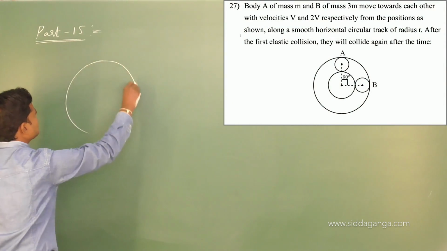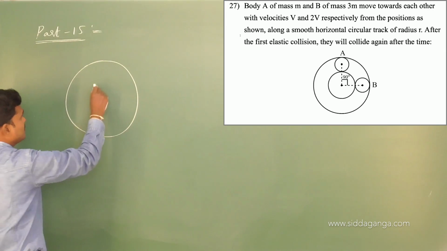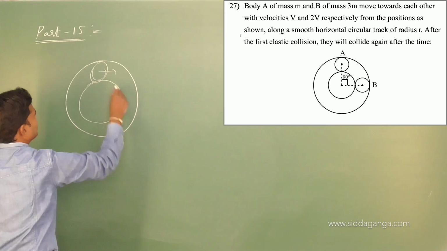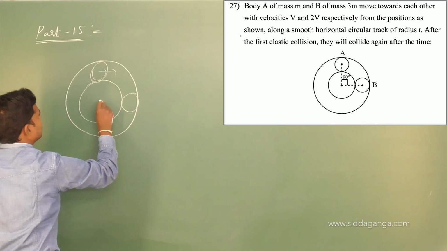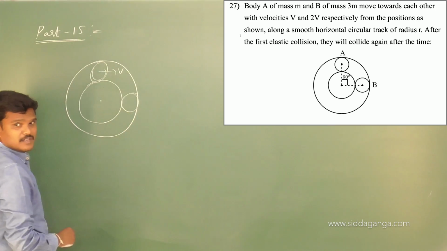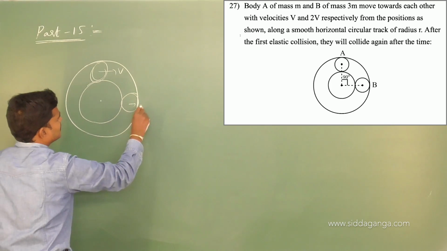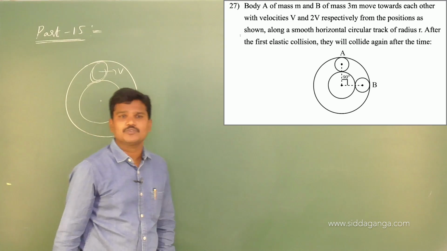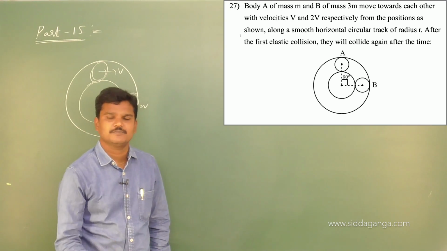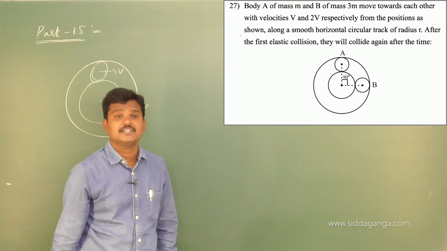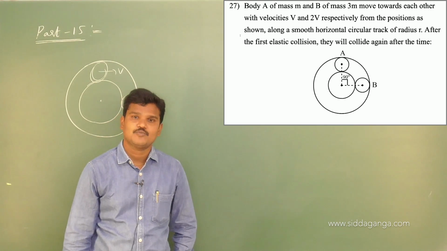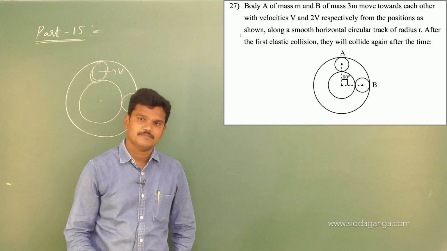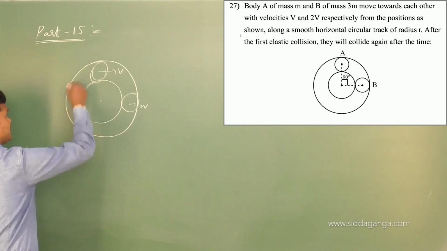Here they have given, in a tube, two balls. This one is moving with speed v, and what is the speed of the next one? This is with speed 2v. Just use the relative velocity of approach before the collision, which is equivalent to the relative velocity of separation after the collision. But they are asking for time. They are asking to find after what time they will collide again. After what time they will collide again means this one is going to strike here.